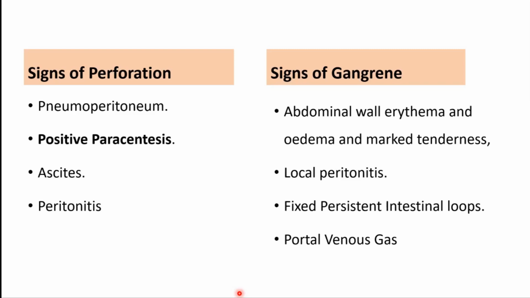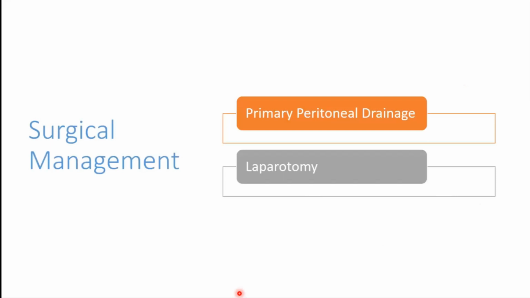And if there is local peritonitis, if there is a fixed persistent bowel loop, which we can see on repeated X-rays 24 hours apart, and if there is portal venous gas, which is an ominous sign associated with full thickness bowel necrosis, in such cases urgent exploration is required. Next slide, please. Surgical management in terms of primary peritoneal drainage and laparotomy is indicated.